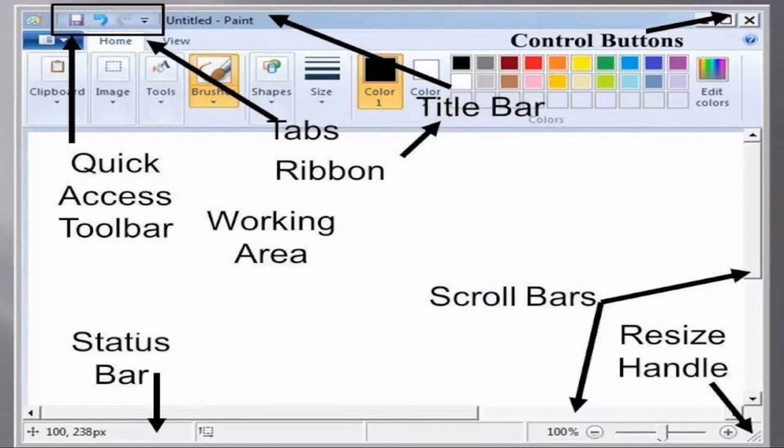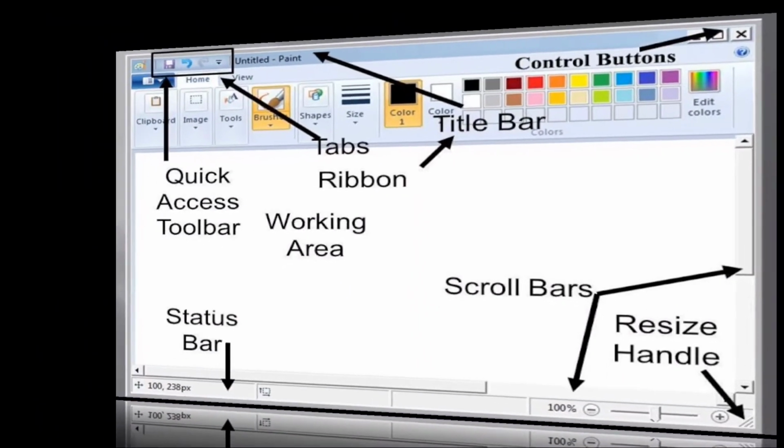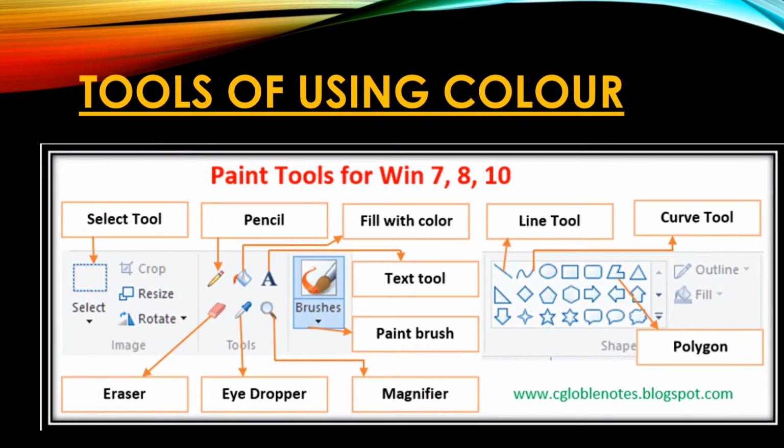Then the status bar is showing the status of your page, how many pixels you are using, or the status of your work, in which page you are currently working. And this is the resize handle. You have seen now, when I opened the first window, the white page was shorter, then I just dragged and dropped it. That is called the resize handle.